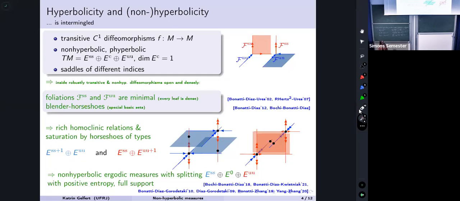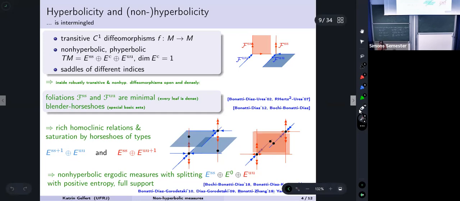Mostly those constructions use, for example, flip-flops. A flip-flop is a compact invariant set where each point has zero exponent and, by the variational principle, carries non-hyperbolic ergodic measures. Moreover, the entropy on those flip-flops is positive, and hence there exist non-hyperbolic ergodic measures with positive entropy. Nevertheless, you lose some entropy in this construction. So a priori, you have no control about the entropy in these constructed flip-flops.